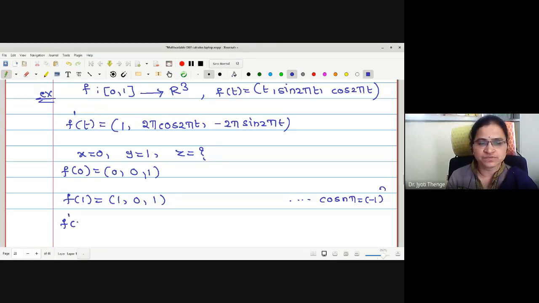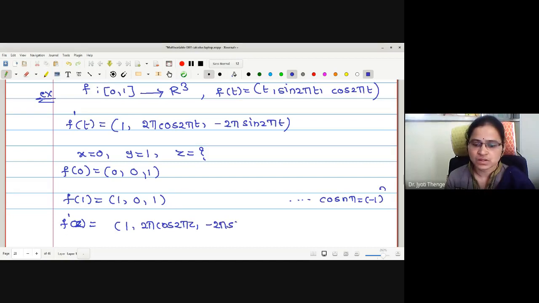Now let me just find out what is f dash of z. Let me put t equal to z here. F dash of z is (1, 2 pi cos 2 pi z, minus 2 pi sin 2 pi z).